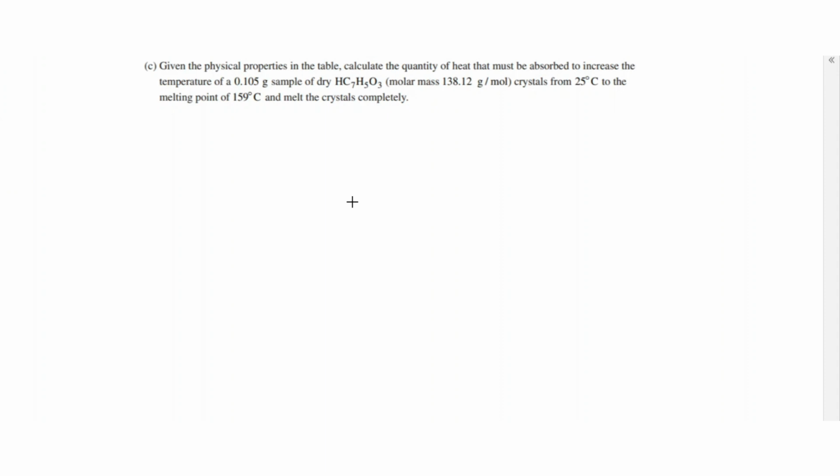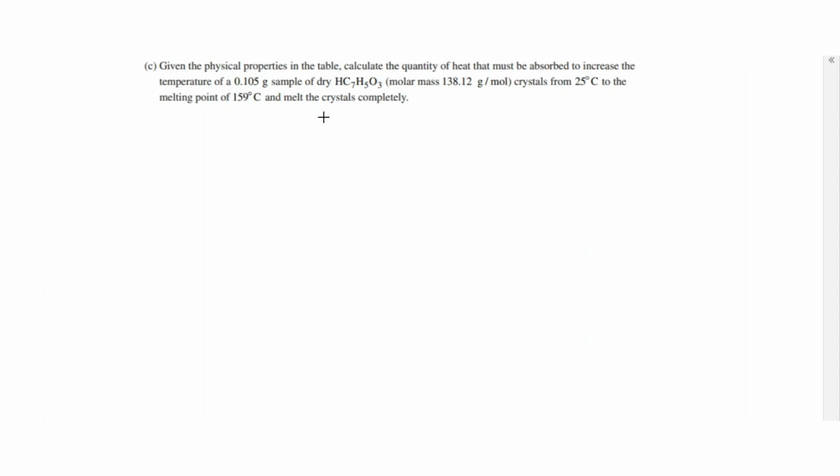Okay, we are now on part C. Given the physical properties in the table, calculate the quantity of heat that must be absorbed to increase the temperature of a 0.105 gram sample of dry salicylic acid crystals from 25 degrees Celsius to the melting point, which is 159 degrees Celsius, and melt our crystals completely.